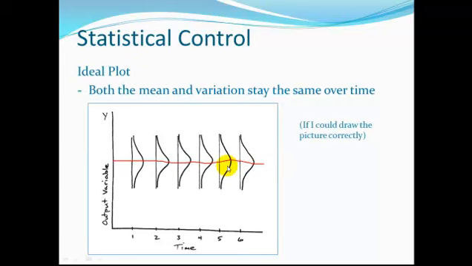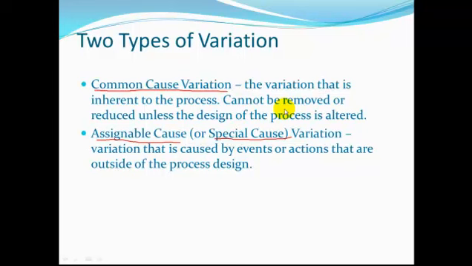Now, there's another type of variation called assignable cause or special cause, and unfortunately we use both those names kind of interchangeably, not one or the other. You can use either. Assignable or special cause variation is caused by things that you can fix. This is caused by rogue people. This is caused by machines, materials, environment.